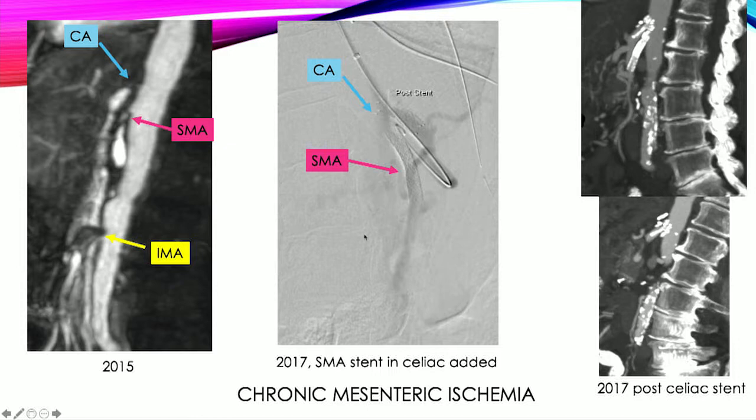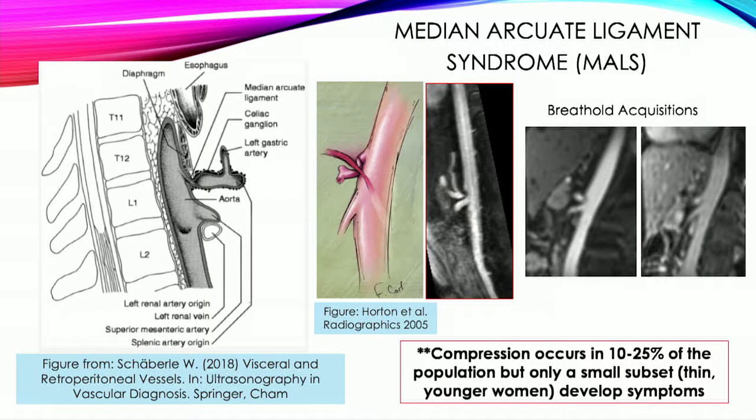In this patient, they underwent SMA stenting. That wasn't necessarily sufficient, and they went on to have celiac stenting. After stenting, you may choose to go towards CT to see complications of the stent, because sometimes the stents can cause a lot of artifact. But you can go either way.